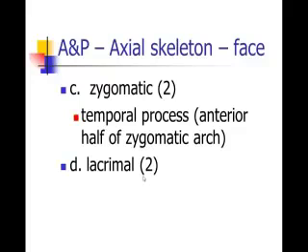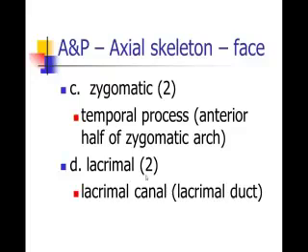We have the lacrimal bones. Lacrimal bones are going to be the anterior medial portion of your orbit, and they have a canal running through them, the lacrimal canal, which conducts the lacrimal ducts between the eye and the nasal cavity. So some of you may be aware that if you cry a lot, your nose starts to run, and actually what's coming out of your nose is tears.